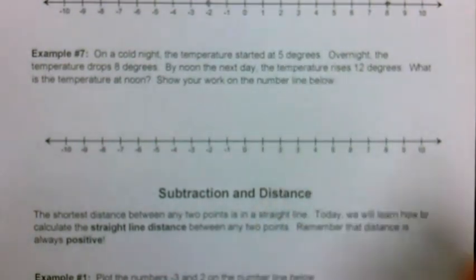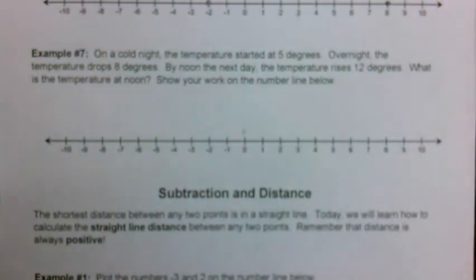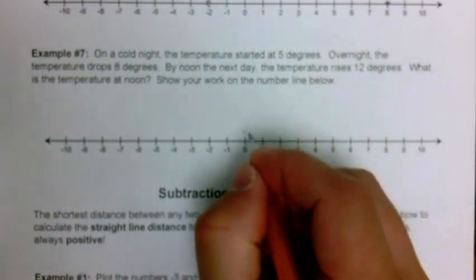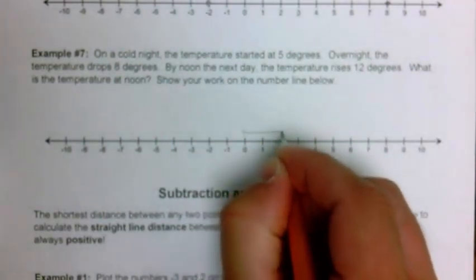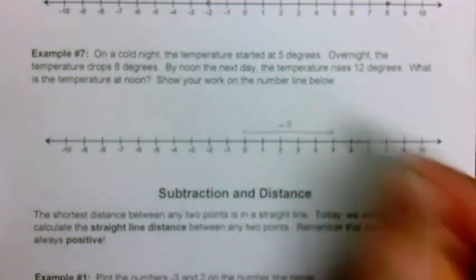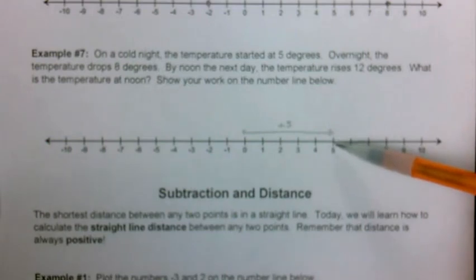So to show that, I'm going to start at 0, as I always do with my first vector. And to get to 5 degrees, I'm going to draw my first vector 5 units to the right of 0. And there we have it. That vector represents the starting temperature of 5 degrees. Now we need to show what happens overnight.